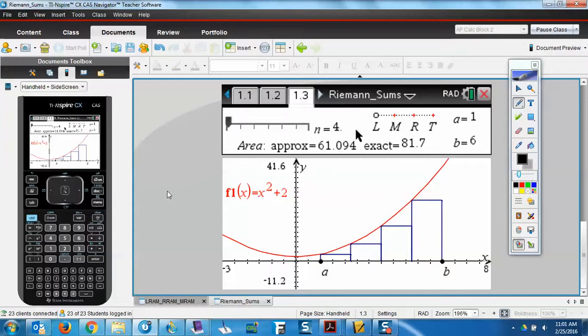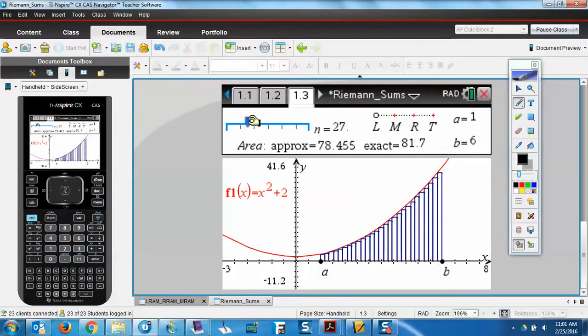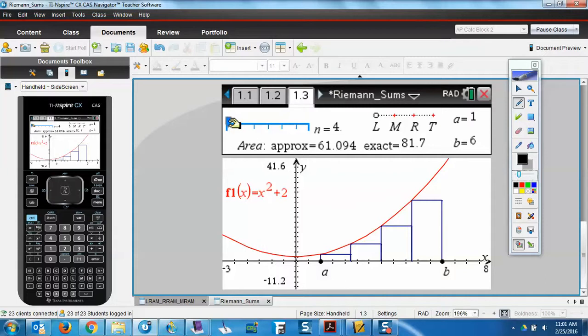Okay, this is again a little different version of the other one that I sent you. This has left, midpoint, right, and trapezoid. But what you can do with this one is play around with it a little bit more as far as the different rectangles. Right up here, you can grab this slider and say, oh, there's 4 right rectangles, and here's a whole bunch of right rectangles. You can slide that, and you can see that. Okay?